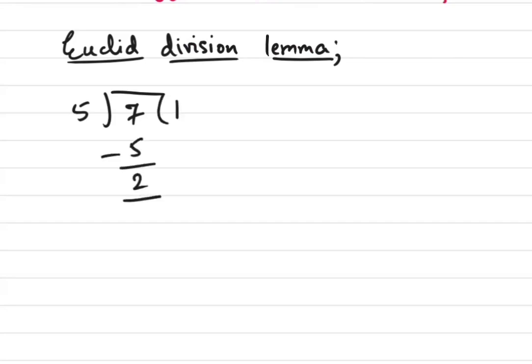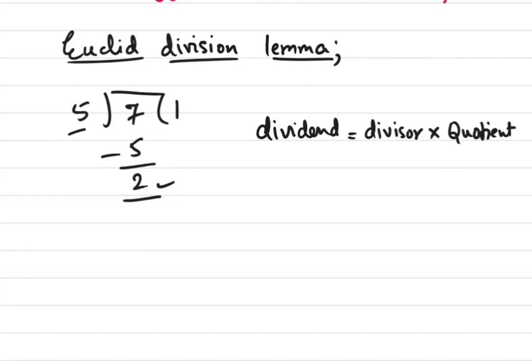Okay, so what is this 7? 7 is the dividend. And what is this 5 called? 5 is called the divisor. And what is this 1? This is the quotient. And this 2 is called the remainder. So any dividend we can write as divisor multiplied by quotient plus remainder. So can't I write 7 equals 5 into 1 plus 2? So 7 is the dividend, 5 is the divisor, 1 is the quotient, and 2 is the remainder.